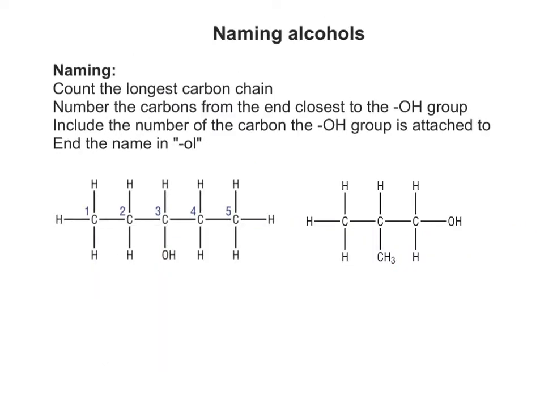So when you're naming alcohols, what you do is you count the longest carbon chain, you identify it, and you number the carbons from the end closest to the OH group. You include the number of the carbon the OH group is attached to, and end the name in -ol. So this would give us pentan-3-ol on the left, and 2-methylpropan-1-ol on the right.